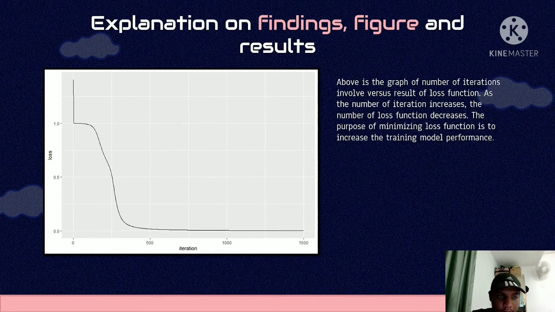Next is the explanation on findings, figures and result. According to this picture, this is the graph of our output, where the x-axis is the number of iterations and the y-axis is the loss function. As can be seen from the graph, it gradually decreases until its limit, which is 0. So we can gain the relationship of the graph: as the number of iterations increases, the loss function also decreases. The purpose of this output is to minimize the loss function in order to increase our training model performance.